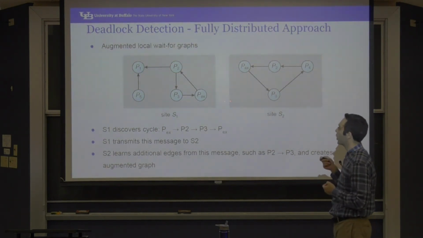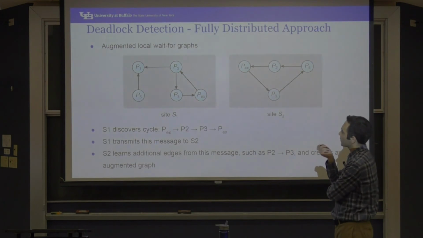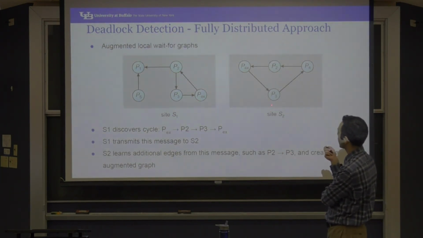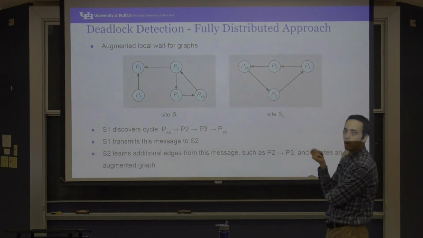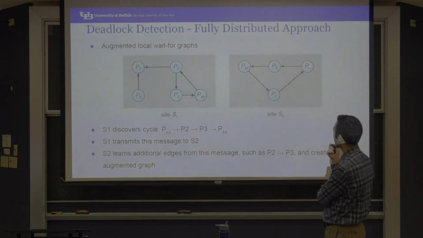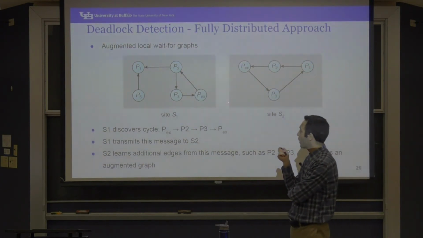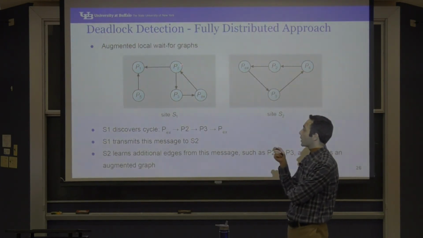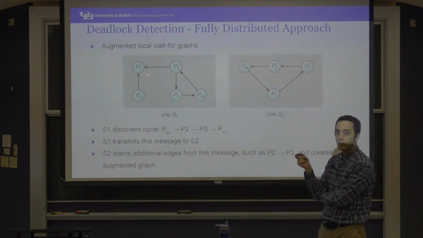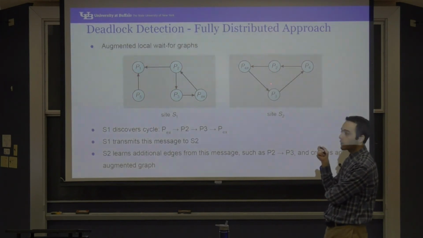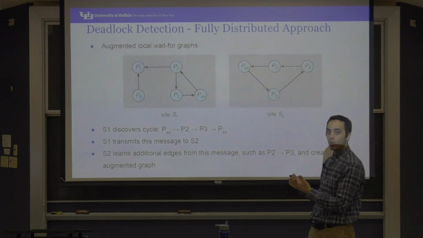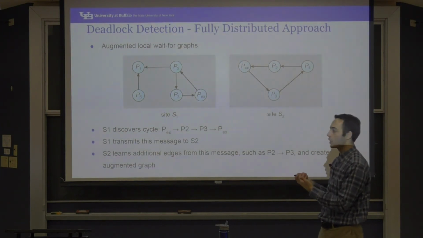Now, site 2 takes a look at this information. So P3 is waiting for something, and it already knows that P3 is waiting for P4. I know that. And something is waiting for P2, and again, I know P4 is waiting for P2. That's fine. But what I didn't know up to this point is that P2 is waiting for P3. Now I can augment my local graph, or add this edge to my local graph.